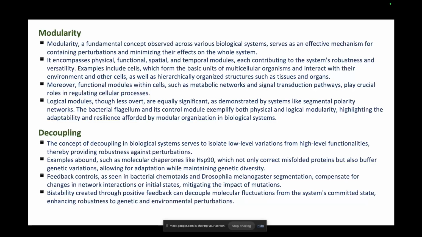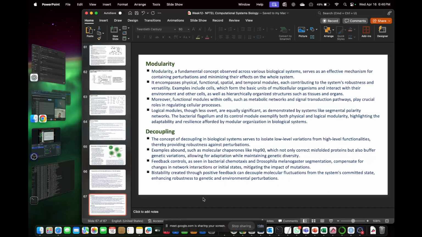From my side, the idea is to have fail-safe options and also have mechanisms where the low-level variations do not actually affect your high-level functionalities. That is the idea for robustness and resilience of a network.